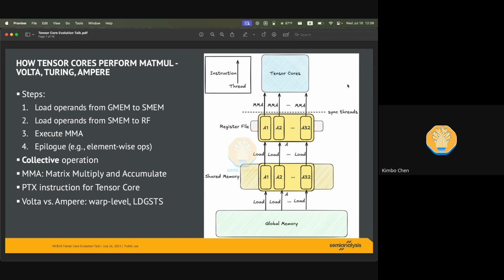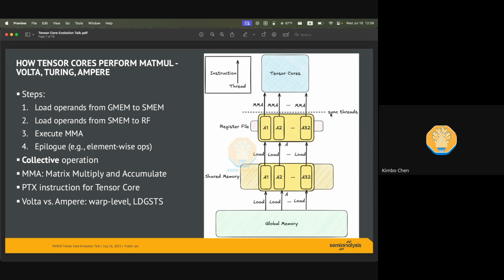One thing to note about those steps is that it is a collective operation, meaning that it takes multiple threads to collaboratively complete the operations. It also means that it'll need some sort of synchronization, which we draw here in the graph. The core instruction, MMA, stands for matrix multiply and accumulate. It is a PTX instruction for tensor cores, which we will talk a bit more about later.